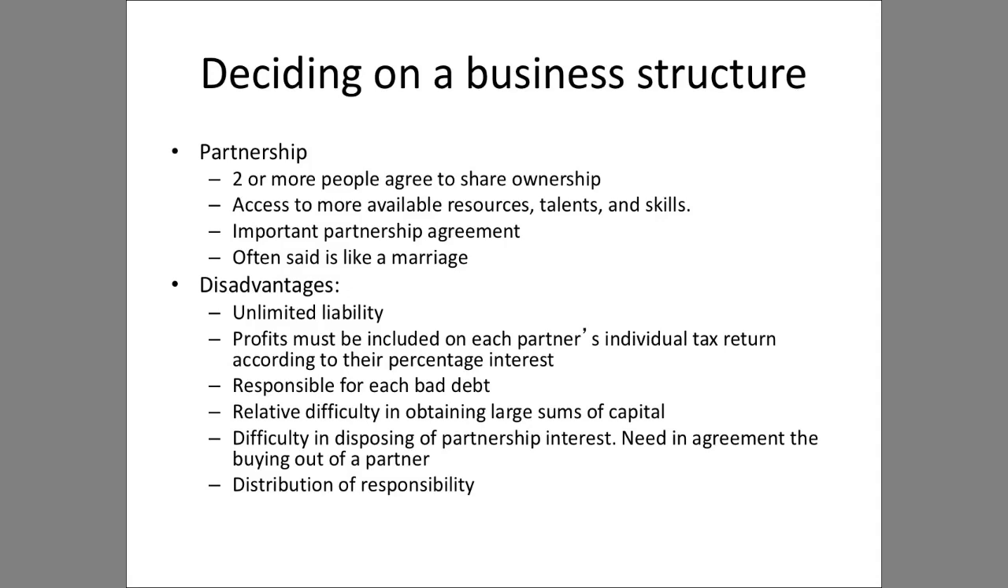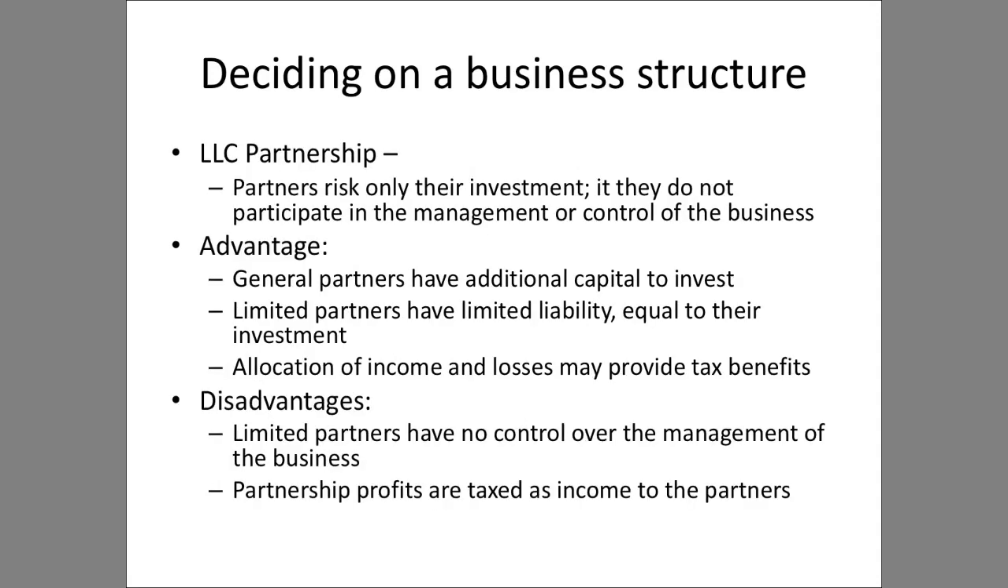So the disadvantages of just a straight partnership is unlimited liability. Again, both partners or multiple partners are still liable. Profits must be included on each partner's individual tax return according to the percentage interest. Everybody's responsible for bad debt. And so you run a risk if your partner would skip town or whatever. Even though you can file some legalities, you still may be responsible for all the debt. And often it's difficult to distribute responsibility.